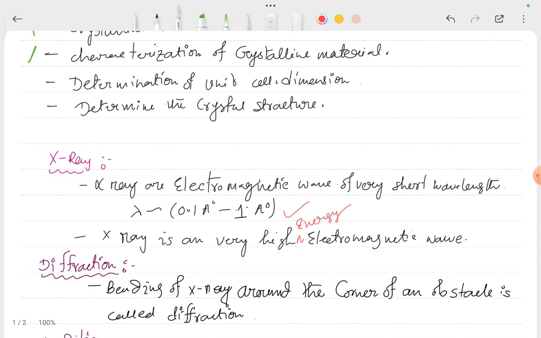Because we all know E equals h nu, and h nu equals hc upon lambda. If lambda is less, then energy is very high. We all know from this relation. Okay, so X-ray is a very low wavelength electromagnetic wave, and its energy is very high. Okay, that's fine.